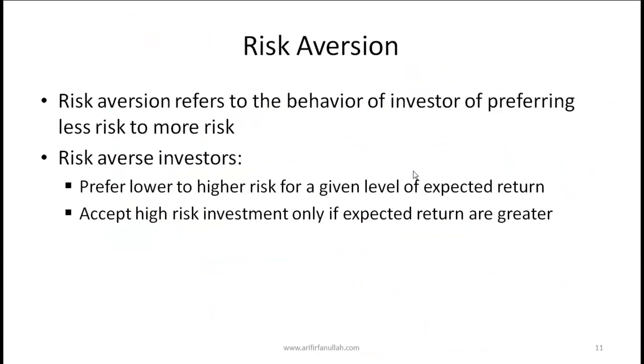Okay, so we've talked about the capital allocation line and the efficient frontier. That was from the perspective of the market and the portfolio. Now let's talk about the perspective of an investor. Different investors will have different degrees of risk aversion. Risk aversion refers to the behavior of investors of preferring less risk to more risk. So risk averse investors prefer lower to higher risk for a given level of expected return, and they will accept high risk investment only if they are getting a higher expected return.